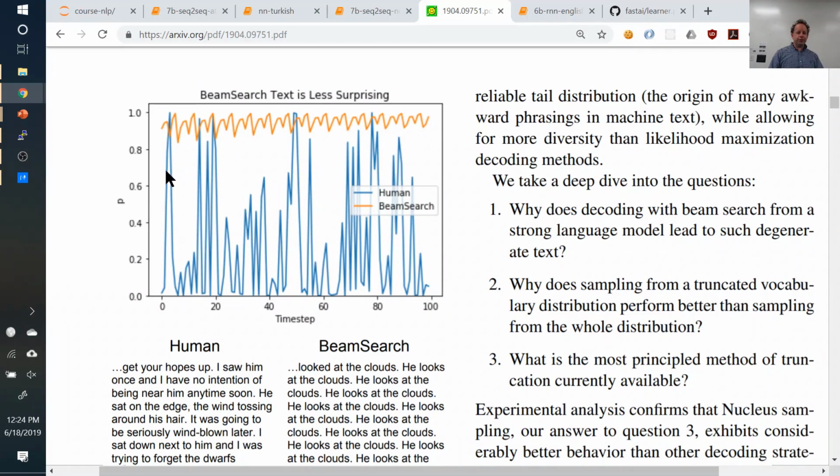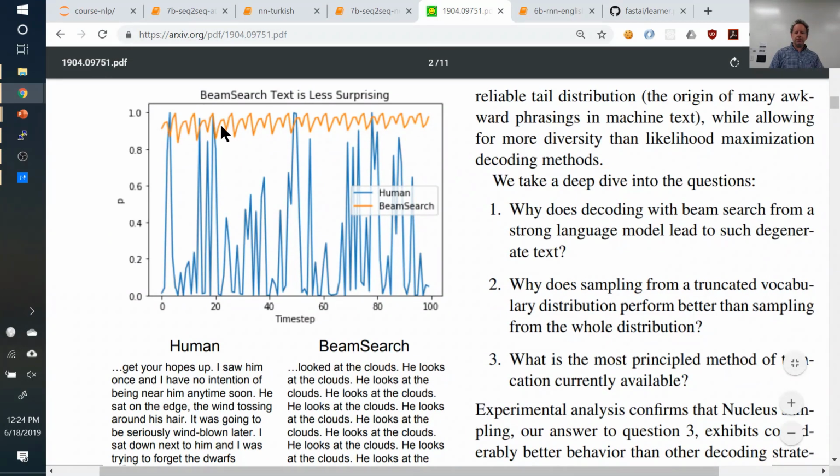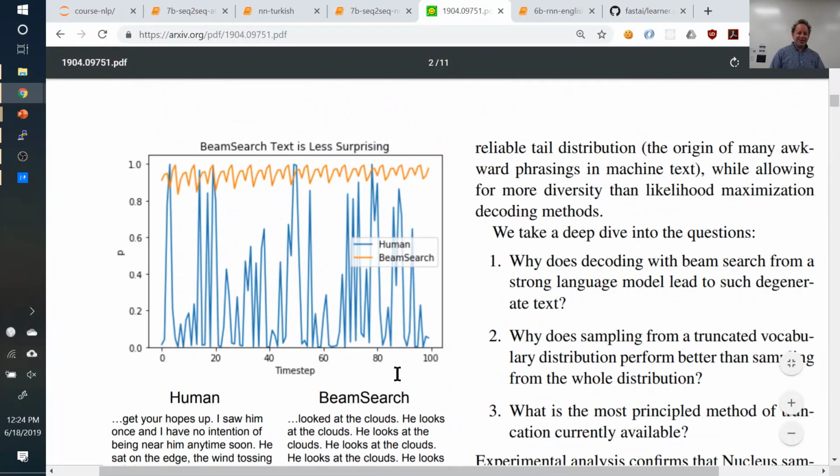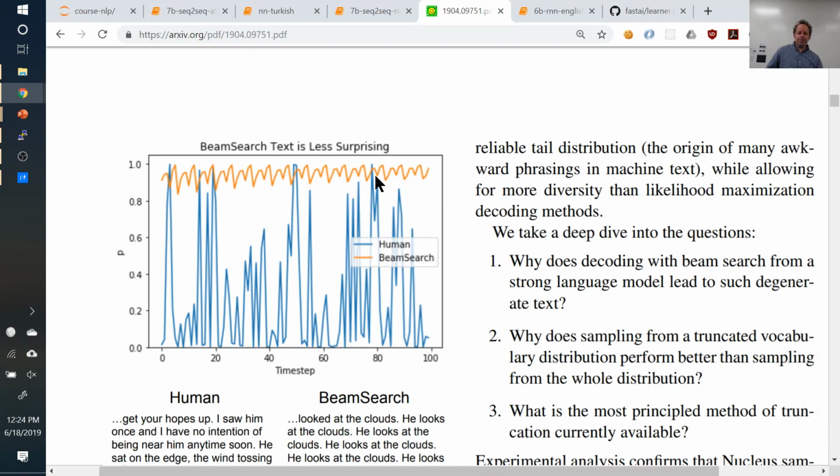Whereas beam search, by definition, picks a very, very likely thing at every point. So here's the beam search generation. He looks at the clouds, he looks at the clouds, he looks at the clouds. Okay, so actually beam search, it turns out, generates very likely per time step speech, but very unlikely distributions.